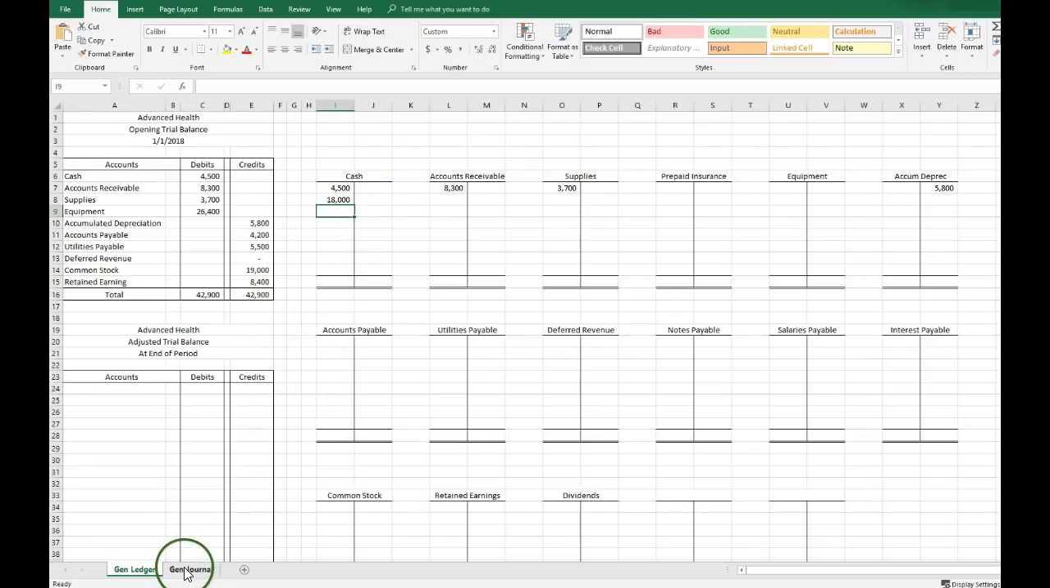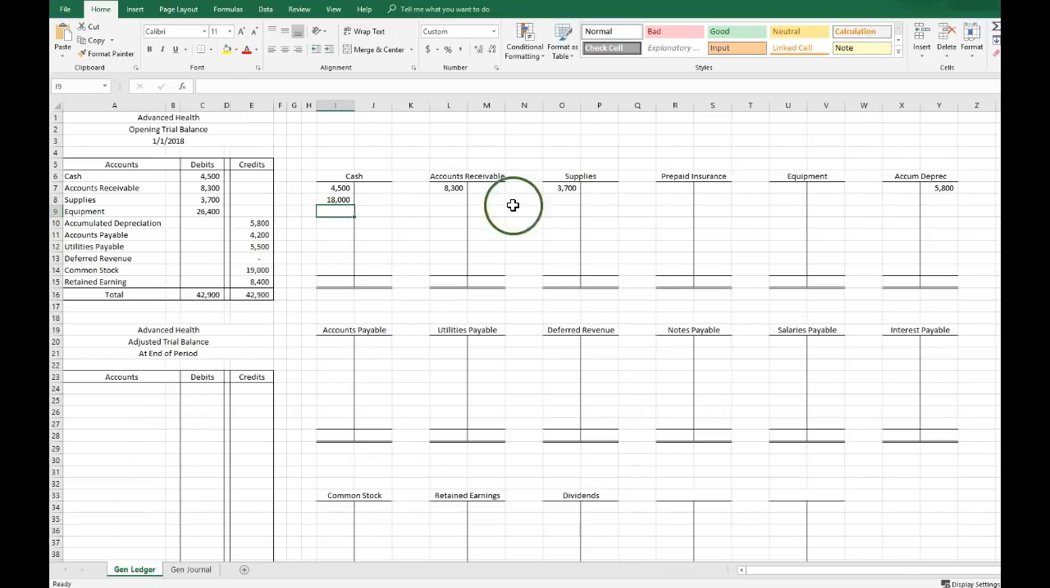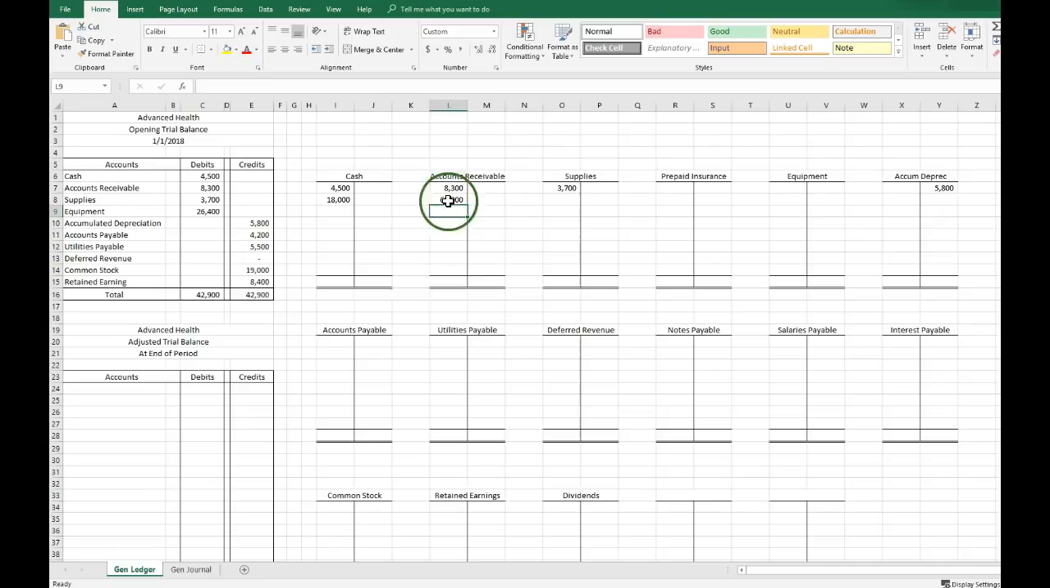The next item, we need to post accounts receivable. Let's go to the accounts receivable balance over here, the account. We need to put another debit right here. Hit the equal sign, general journal, $62,000, and hit enter. So 62 is here.